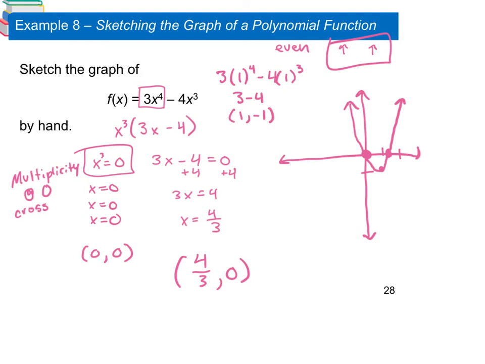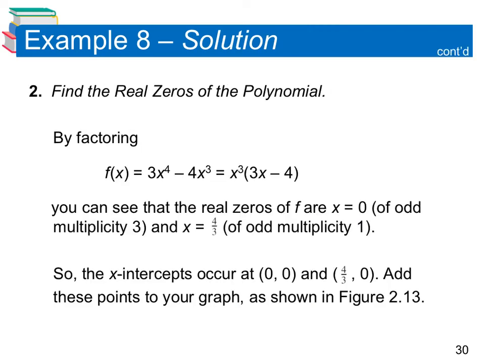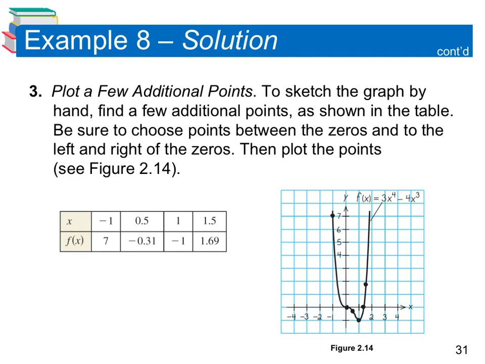Any questions here? The next 3 slides are just like the solution to the problem we did. It starts by finding the end behavior, then they find the zeros, and then they just plot extra points to see what the graph is going to do.